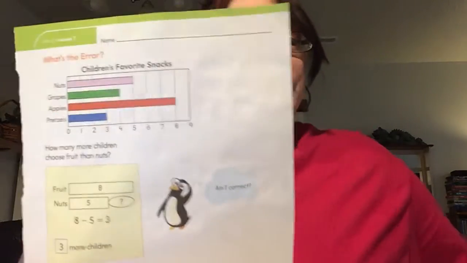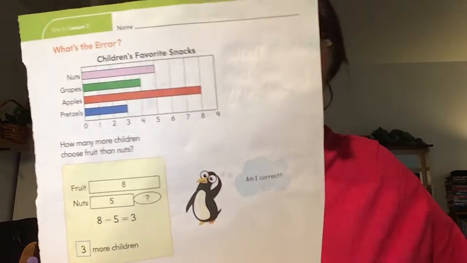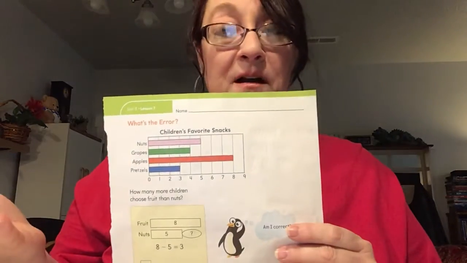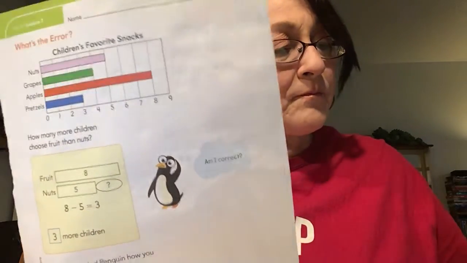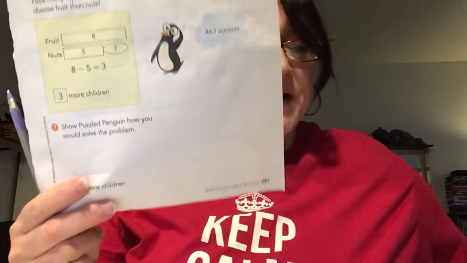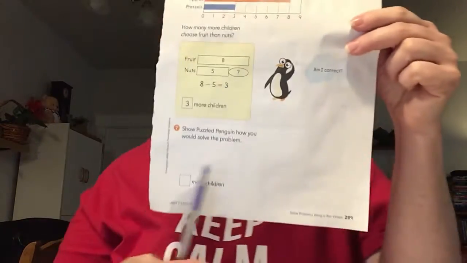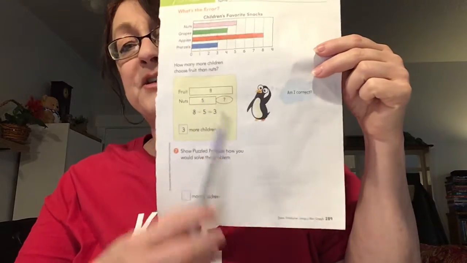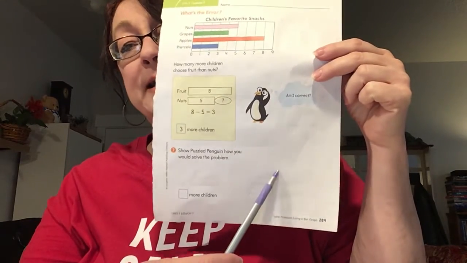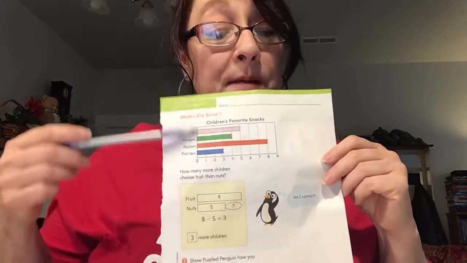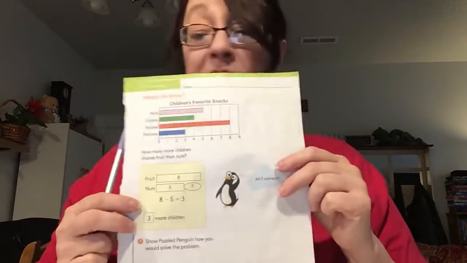So I want you to look carefully at how Puzzle Penguin solved the problem. So this is what he did to solve the problem. But you know Puzzle Penguin always does something wrong. So you have to be the one to figure out what did Puzzle Penguin do wrong. So down here below, you are going to show Puzzle Penguin how you would solve the problem. You're going to have to redo the comparison bar over here correctly and have a number sentence over here correctly. And you know what? He probably maybe didn't read the graph right. I'm going to let you figure that out.